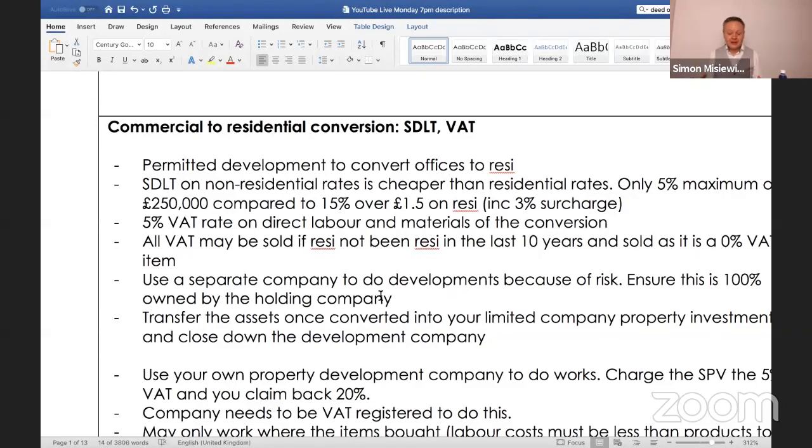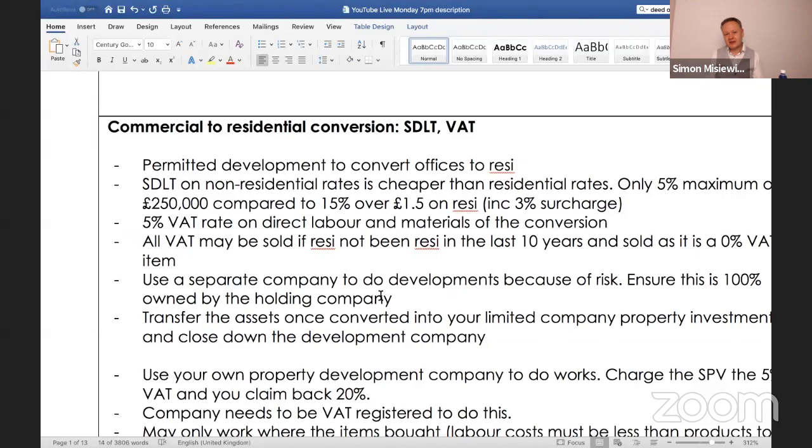So what's so interesting about commercial to residential? We know that the tax challenges of buying residential properties isn't such a good idea. So that is why people are buying commercial properties to convert to residential. And a couple of clients have been asking that question this week, saying, well, what are the advantages of buying a shop or an office and then converting that into residential?